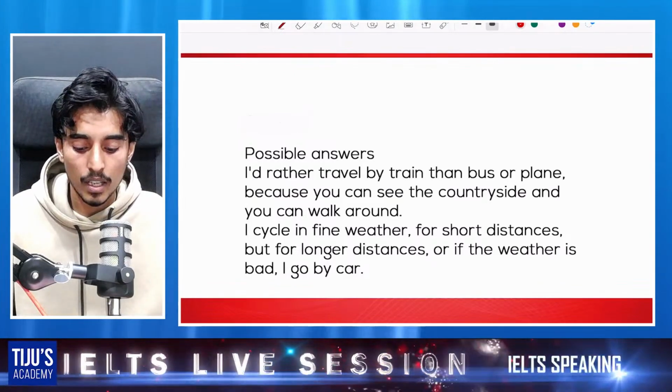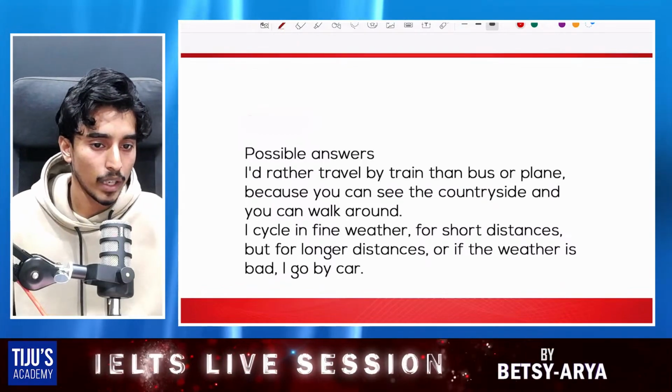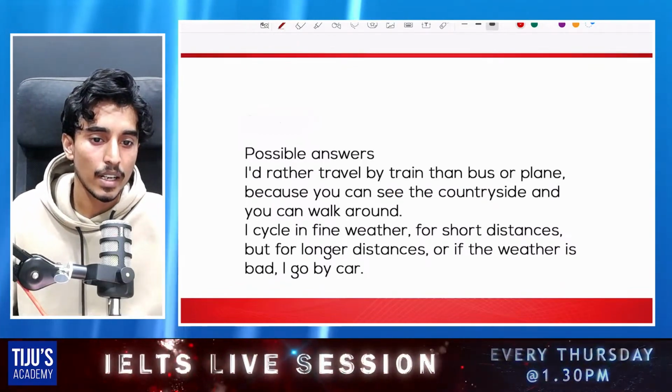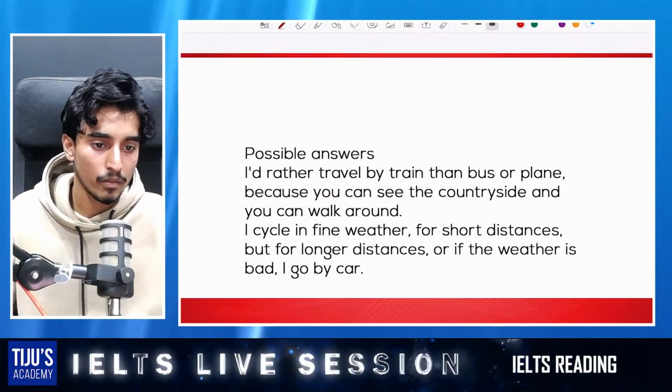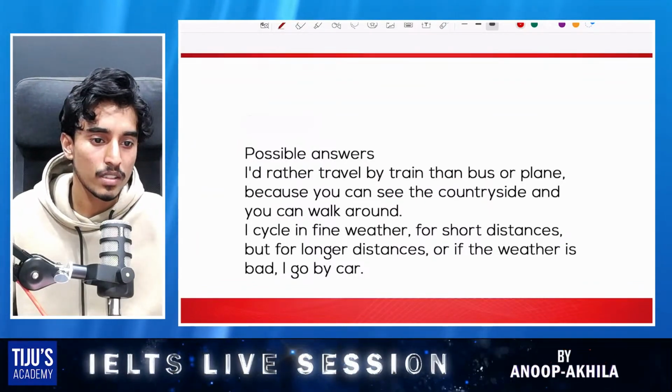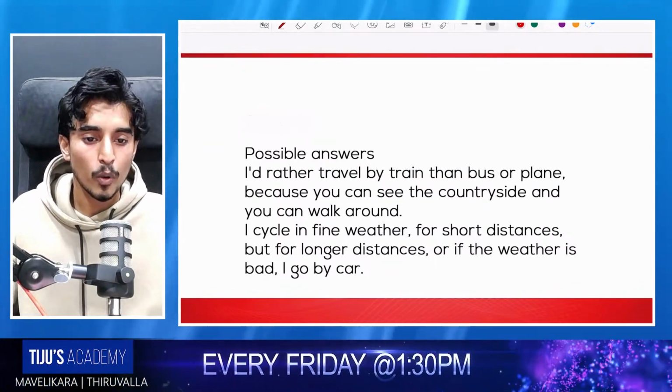So the answer will be something like, I would rather travel by train than bus or plane because you can see the countryside and you can walk around. I cycle in fine weather for short distances, but for long distances or if the weather is bad, I go by car. So these are the two possible answers.